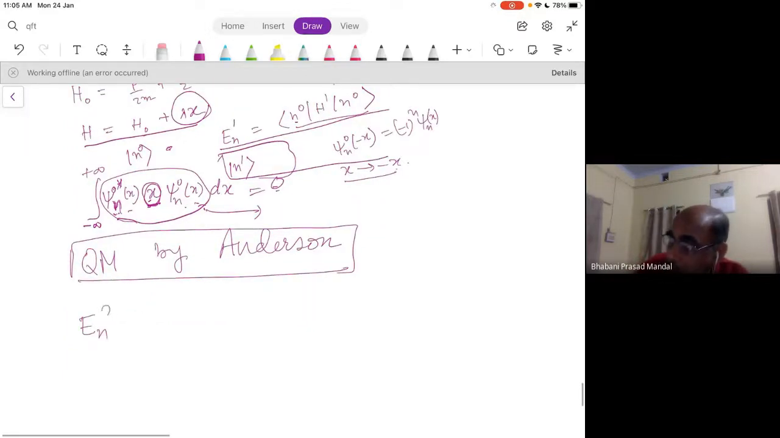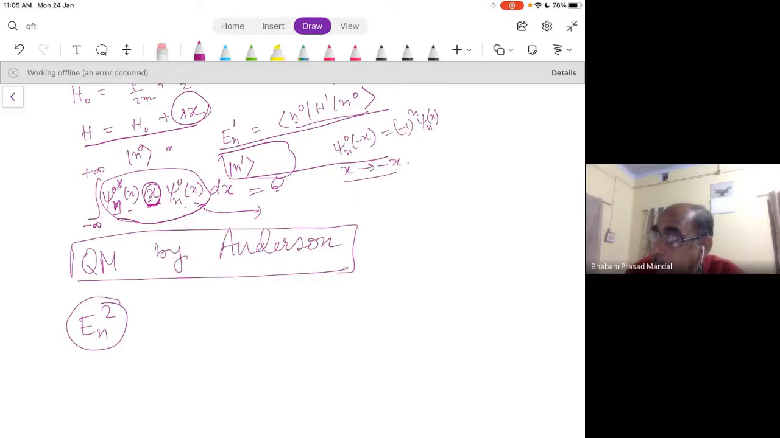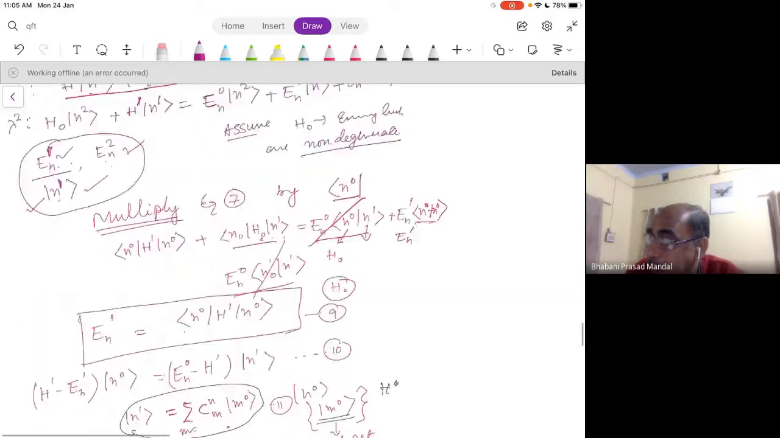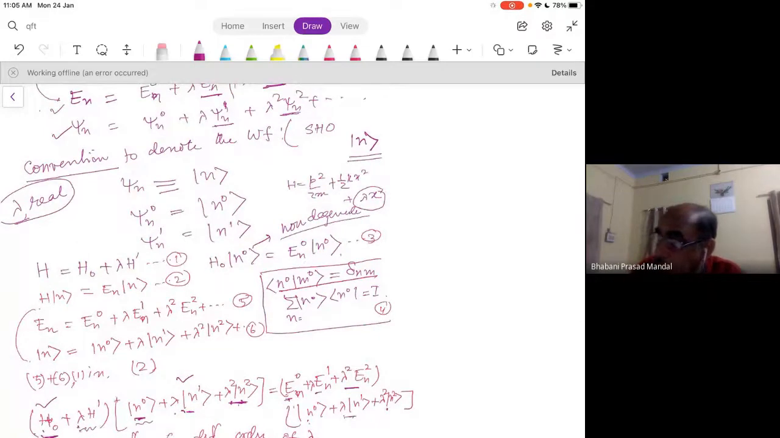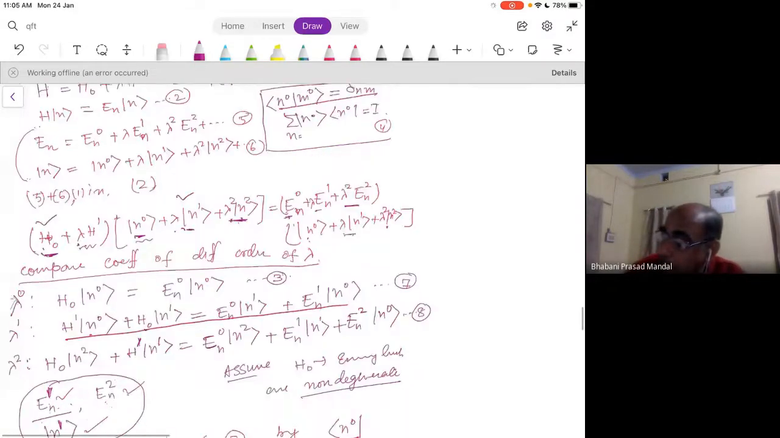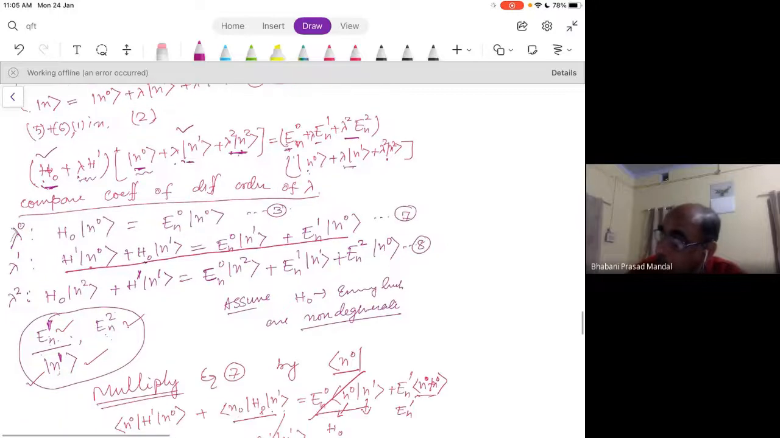So E_n^2, this we are going to find. For that we use those three equations we wrote by comparing the lambda from both sides. You remember equations 3, 7 and 8 in the last note. These two equations I have used, equation 7 I have used this.